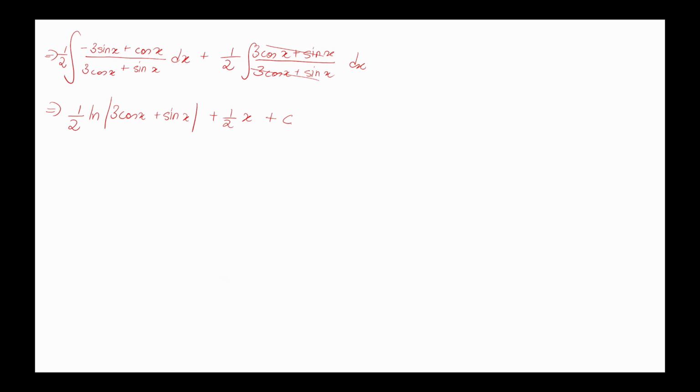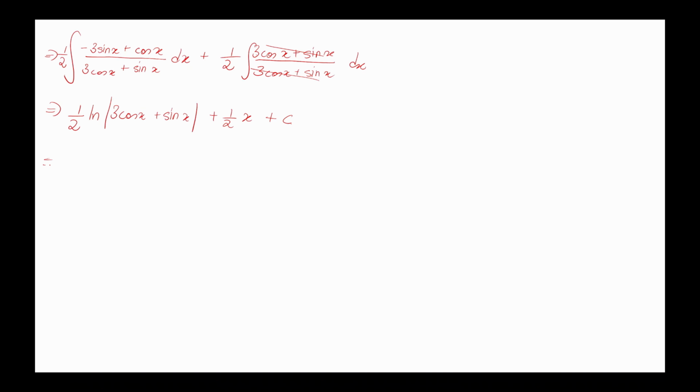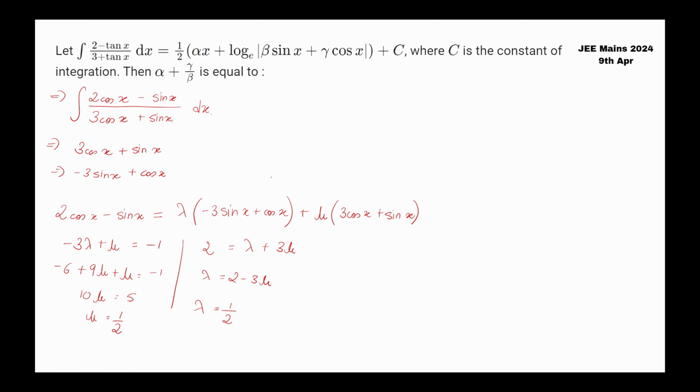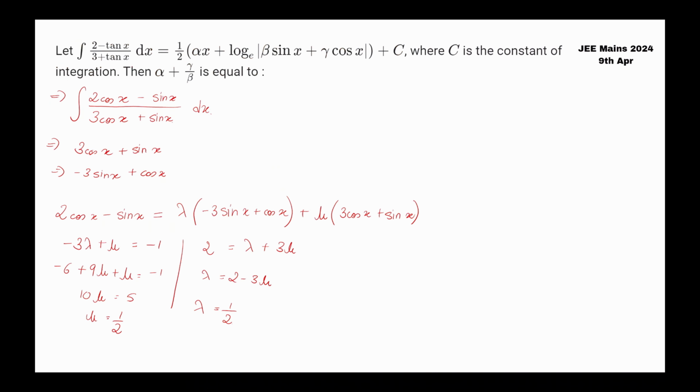Now what have they told us? That this entire function is equal to half of (alpha x plus ln of (beta sin x plus gamma cos x)) plus c. So of course, since I have a c outside, I can keep it as it is. I can take half common from this function. So I'm getting my value of alpha to be 1. What would my beta be? My beta would be 1 and my gamma would simply be 3. So these are the values of alpha, beta, gamma that I'm getting.